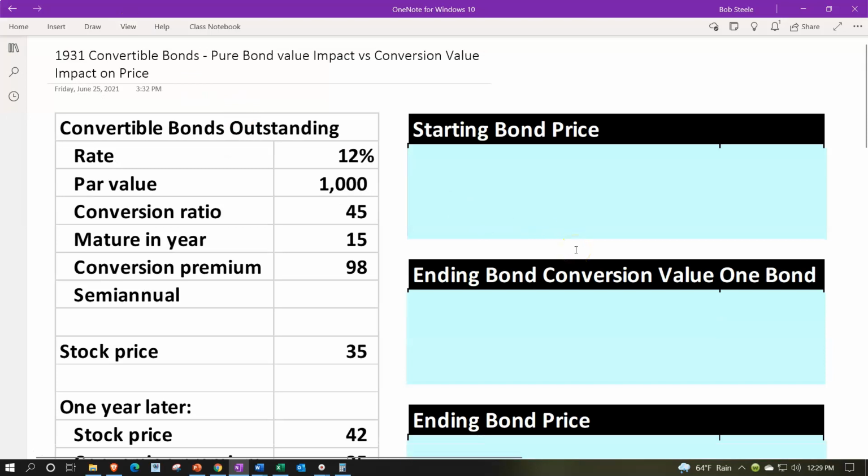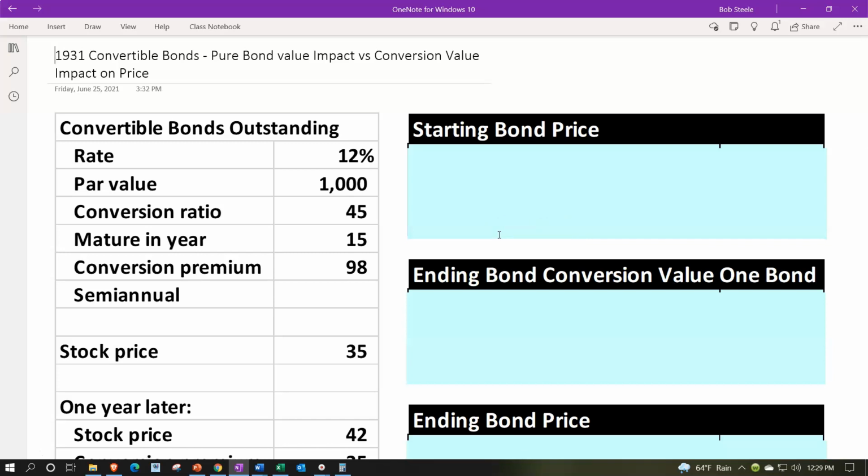We're looking at our convertible bonds, those being the bonds that have the option but not obligation to convert into some number of shares, and we're thinking about the play between the bond price and the pure bond value, which would be the comparable value to comparable bonds that do not have the conversion feature option.